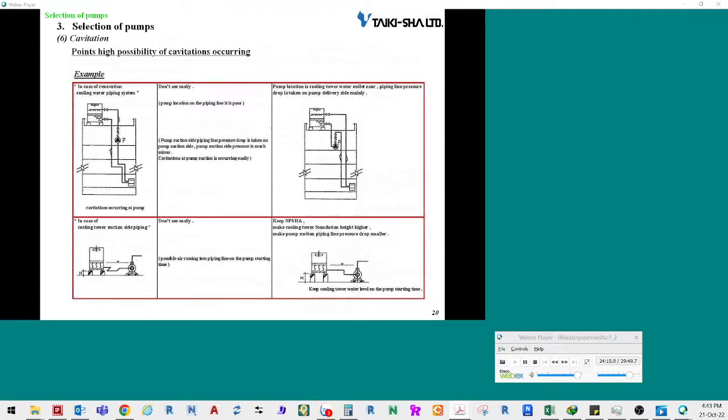Cavitation is likely to occur around the cooling tower. Cavitation is likely to occur if the piping resistance on the suction side has increased. It may be caused by the staining or clogging of the strainer. In addition, cavitation also easily occurs if a control valve is installed on the suction side. You must sometimes confirm the net positive head and change the setting height.